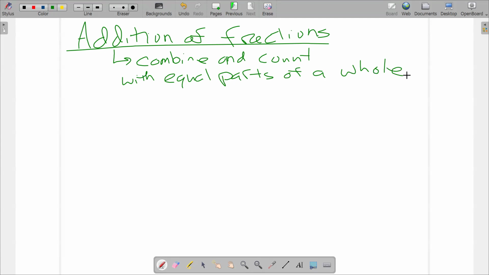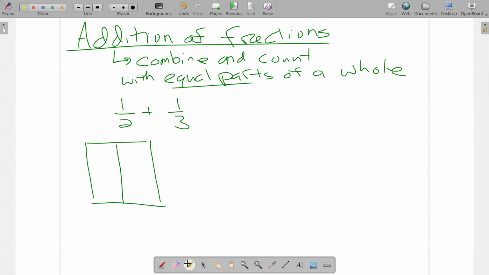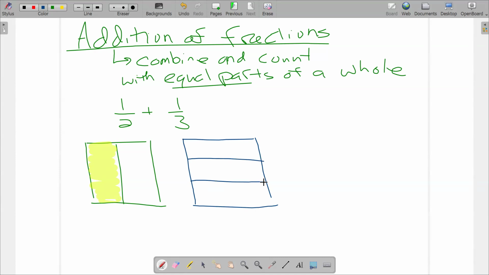So if I have to do something like take 1/2 and add it to 1/3, well, I have 1 and another 1. I can't really say that's 2 because they aren't equal parts. So if I draw a picture of 1/2, it could look like this. And if I draw a picture of 1/3, it could look like this. Right? And a third is not the same size as a half. So it doesn't make sense to say there's 2.